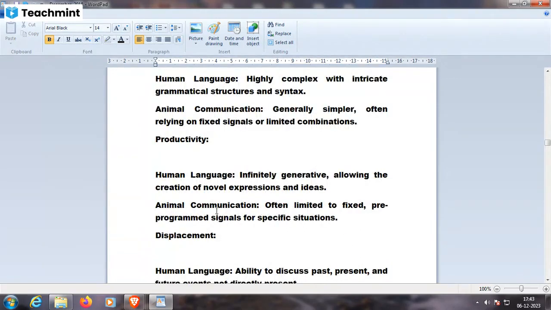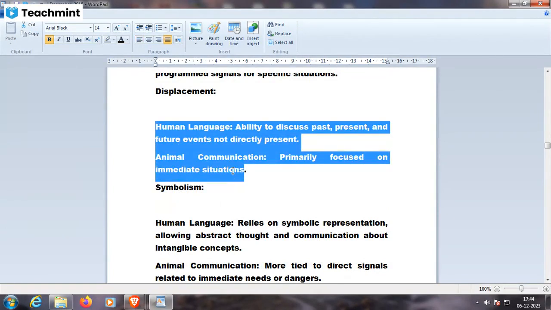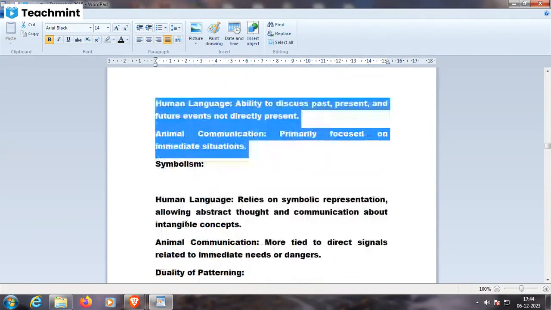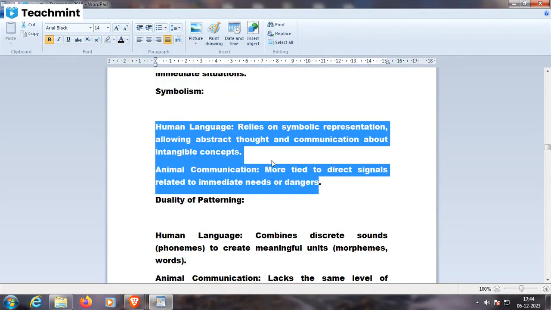Productivity: human language is infinitely generative, allowing the creation of novel expressions and ideas. In animals it is not possible, they cannot express ideas. Displacement: human language has the ability to discuss past, present, and future events. Animal communication is primarily focused on the immediate situation. The tiger, the moment he sees prey before him, if he's hungry, will immediately jump on it. Symbolism: we human beings use various symbols for our expression, but animals are not able to use them.